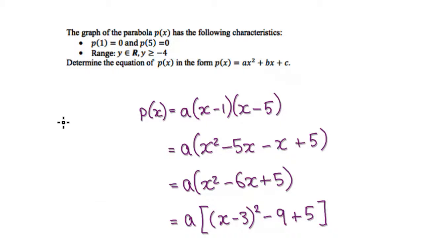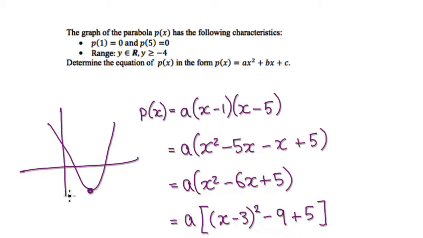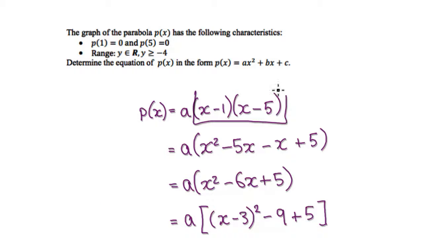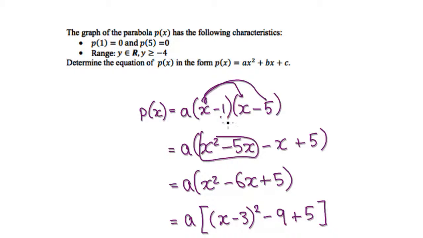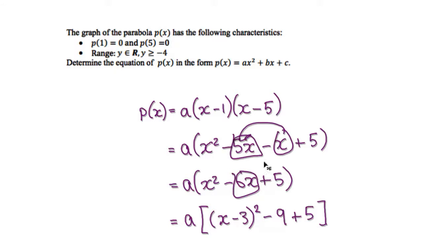If you're trying to play around with the vertex, in such a way that it will be at -4, then think about completing the square, because completing the square allows you to identify the vertex. So anytime you're trying to work with a vertex, think about completing the square. So let's multiply this out. This times this gives us x squared, and this times this gives us the other terms, and then joining these two up gives us -6x.